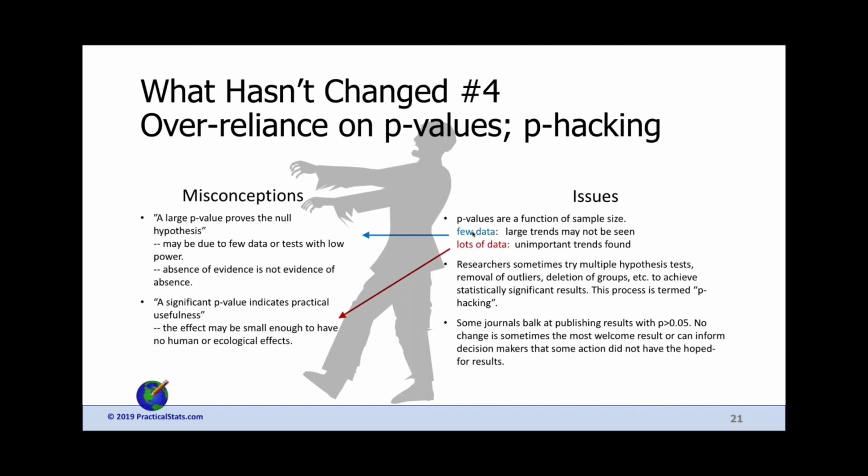So taking that blue arrow to the left, if someone says, well, we did not find a trend, therefore there is no trend, that's an inappropriate conclusion. You can't prove that because you don't have enough data to prove anything, really. So a large p-value doesn't really prove anything about a null hypothesis. It just says it might be the result of not having much data, or it might be a result of using tests with low power. So that's one problem with p-values, is how they are interpreted.